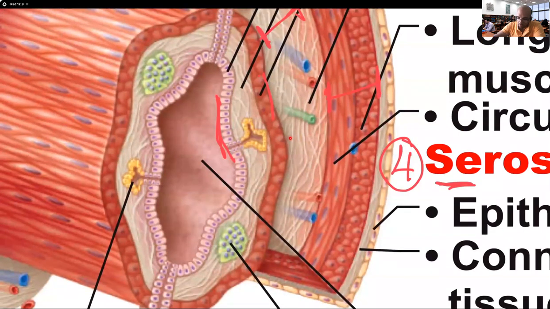Located to the outside of the mucosa, we're going to get the submucosa, and as you see, it's a layer of connective tissue. This is where my blood vessels and lymphatic vessels are going to be traveling in the wall of the gastrointestinal tube.